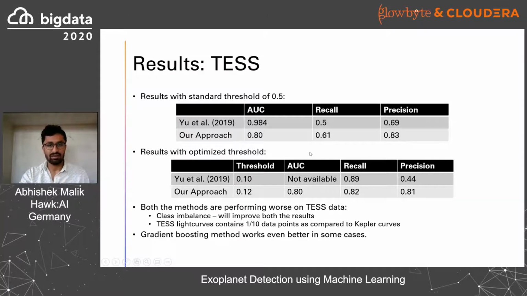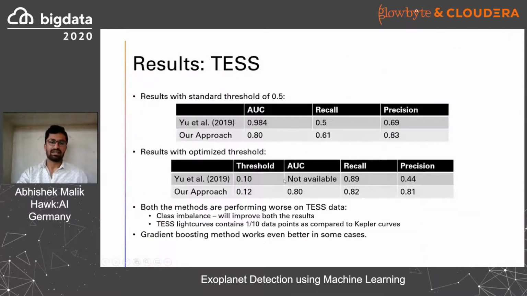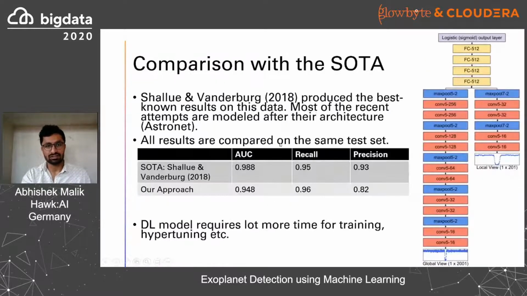And now why is that? We are not getting proper performance of this level. And the prime reason, I believe, is the high class imbalance, which is 32:1. And I believe once the class imbalance is fixed, both the models will have results of this range.